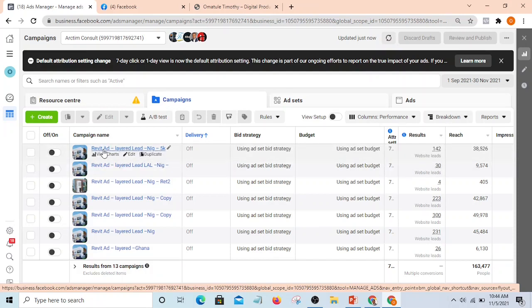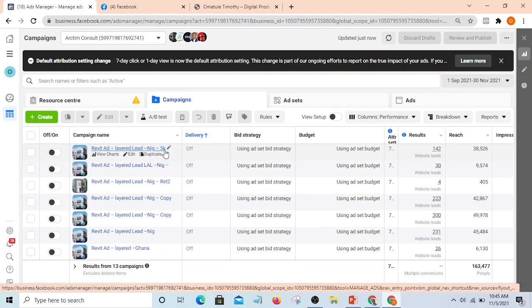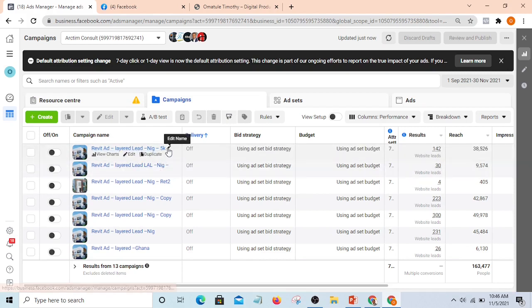Like if I want to increase from 5,000, I'm not going to increase by 50%. I'm not going to increase straight to 10,000. The result will not be effective. So instead, I will increase it by 20%. 20% of 5,000 is 1,000 naira. So if I want to scale this ad now, I will increase it to 6,000 first.